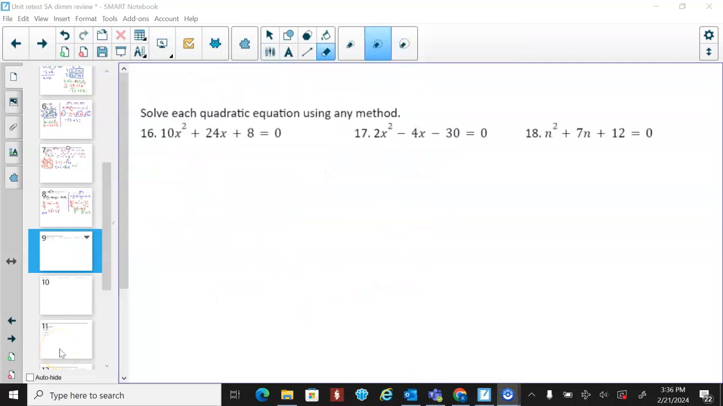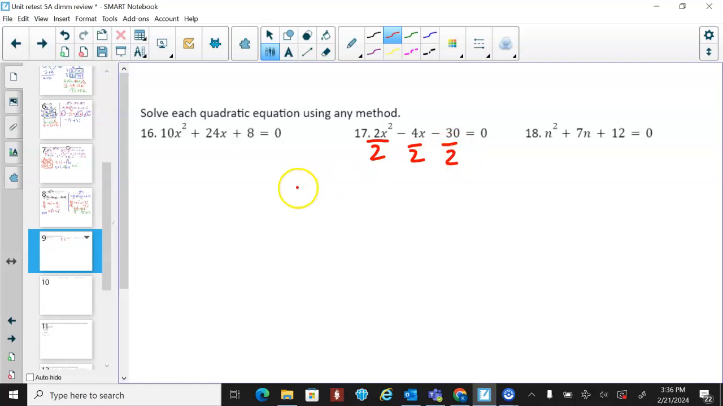All right, number 17, the same thing. You can check your answers in Desmos. I would highly encourage that to save time. I'm just going to go ahead and solve it. Again, I don't want to multiply 2 times 30 and try to figure it out. So what I'm going to do is see if I can divide it by something. I have 2, 4, and 30. I know I can divide it by 2. I'm going to take a 2 out. So that's just x squared left, minus 2x, and then minus 15, okay?